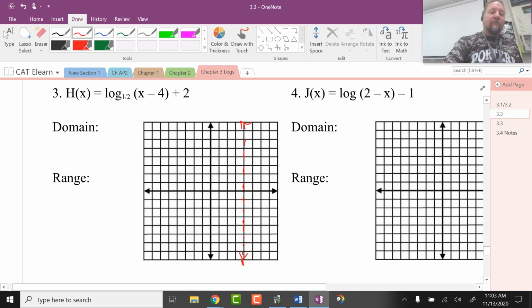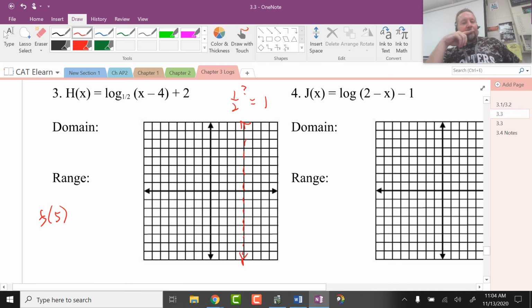But interesting, you said 5. What is f of 5? 5 minus 4 is what? It's actually just 1. And then 1/2 to what power equals 1? 0 plus 2? 1, 2, 3, 4, 5, comma 2. There's where 1, comma 0 ends up.